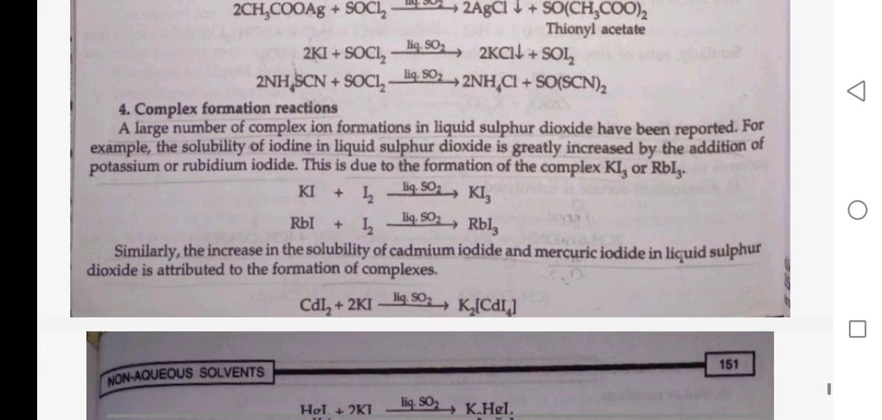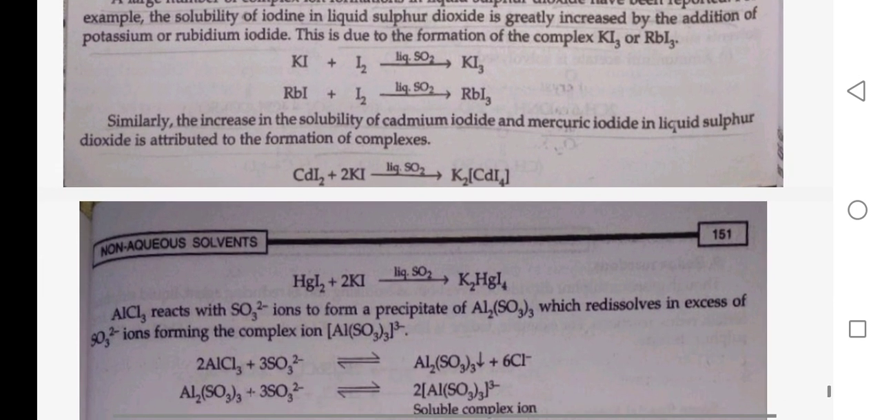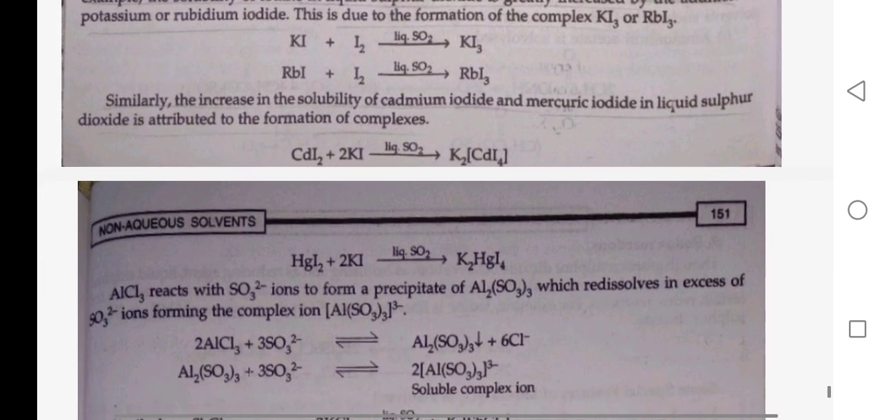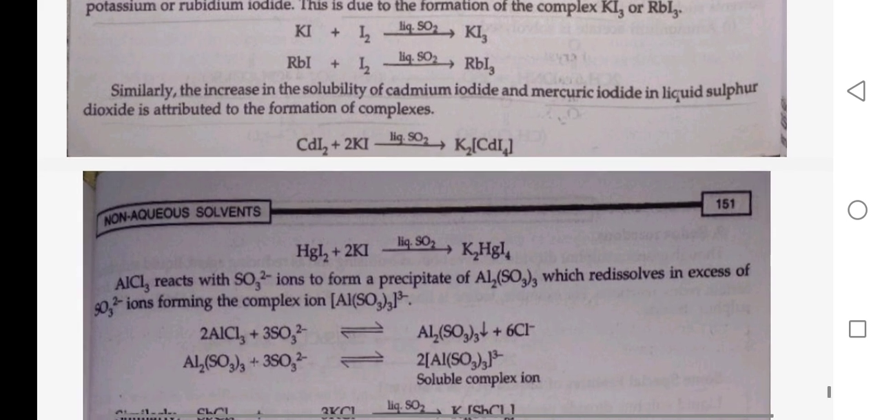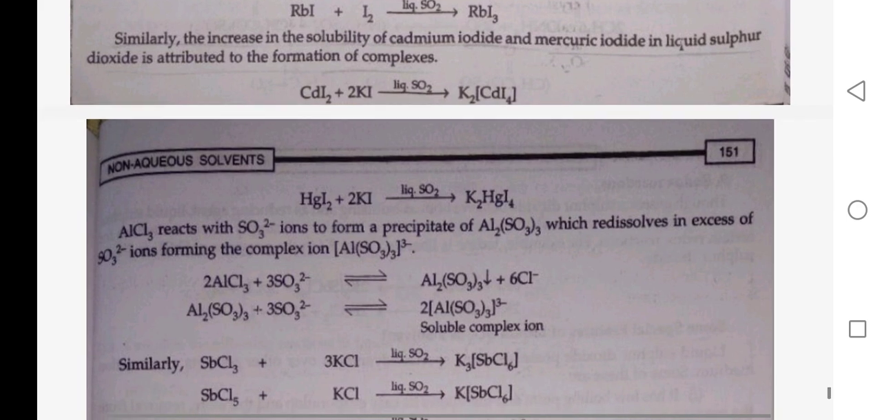Fourth, complex formation reaction. A large number of complex ion formations in liquid sulfur dioxide have been reported. For example, the solubility of iodine in liquid sulfur dioxide is greatly increased by the addition of potassium or rubidium iodides. This is due to the formation of a complex KI3 or RbI3. Similarly, the increase in the solubility of cadmium iodide and mercury iodide in liquid sulfur dioxide is attributed to the formation of complexes.